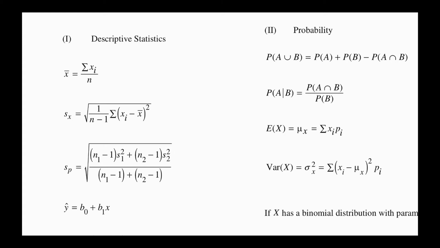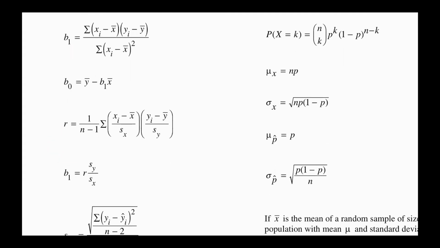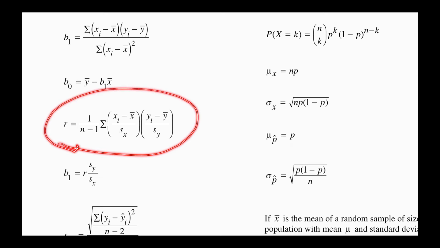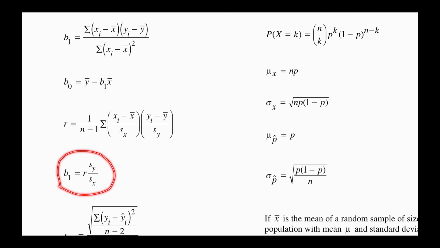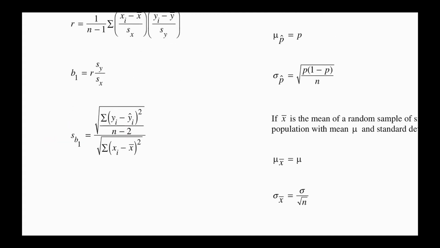The first one is how to find the mean. The second one is how to find standard deviation. This one here is a standard deviation we don't even use. This one here is how to find the regression line. Here is how to find the slope of the regression line. Here is how to find the y-intercept of the regression line. Here is how to find the correlation coefficient, R. Here is another way to find slope. And this is how to find the standard deviation of the residuals.